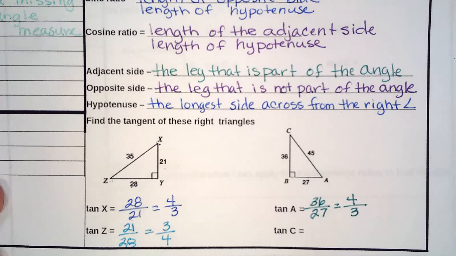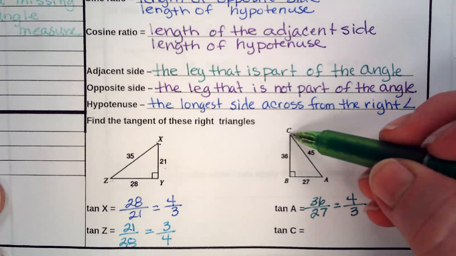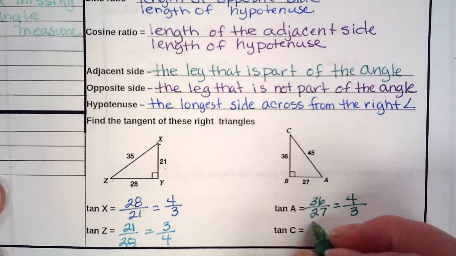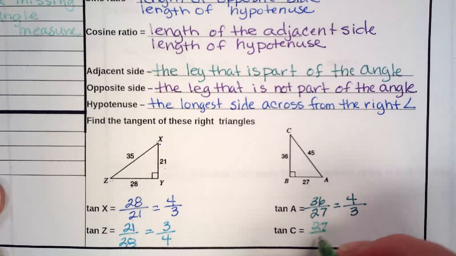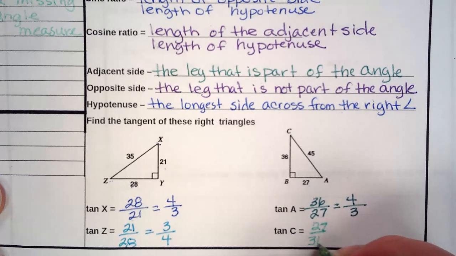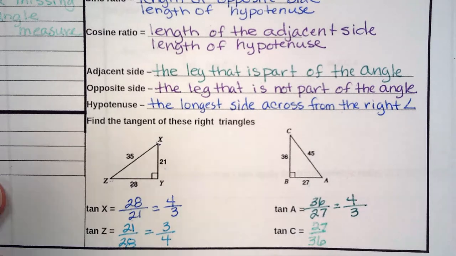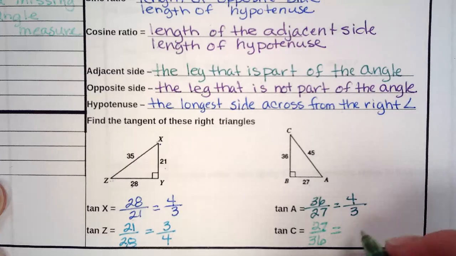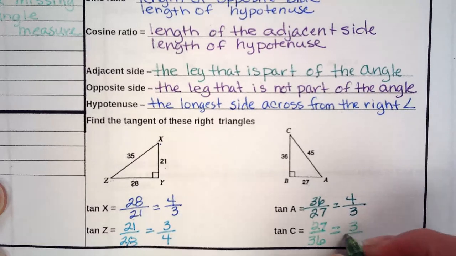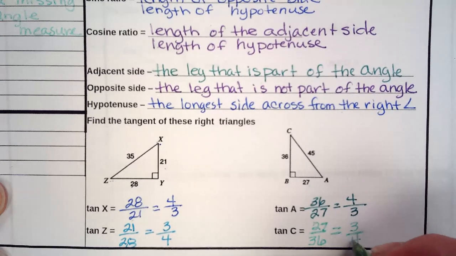Well, I do hope you try it on your own. Here's C, straight across is 27. Attached to it is 36. If you remembered me telling you that they would be reciprocals, you didn't even have to look. You just flip this fraction upside down. And now we get 3 over 4.